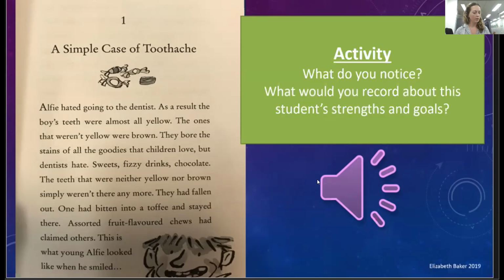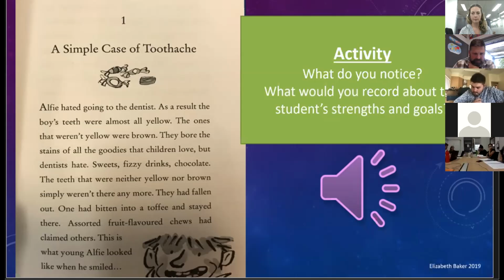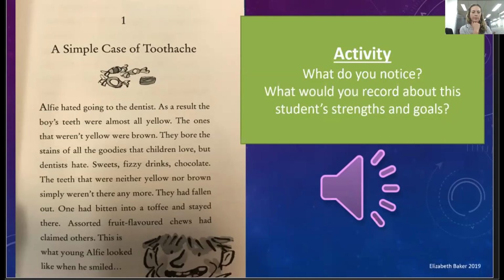As a result, the boys' teeth were almost all yellow. The ones that weren't yellow were brown. They were stained by the goodies that the children loved, but Dennis hates. Sweets, fizzy drinks, chocolate. The teeth that were neither yellow nor brown simply weren't there anymore. They had fallen out. One had bitten into a toffee and stayed there. A sorting of fruity flavoured chews had challenged. This is what young Alfred looked like when he smiled.